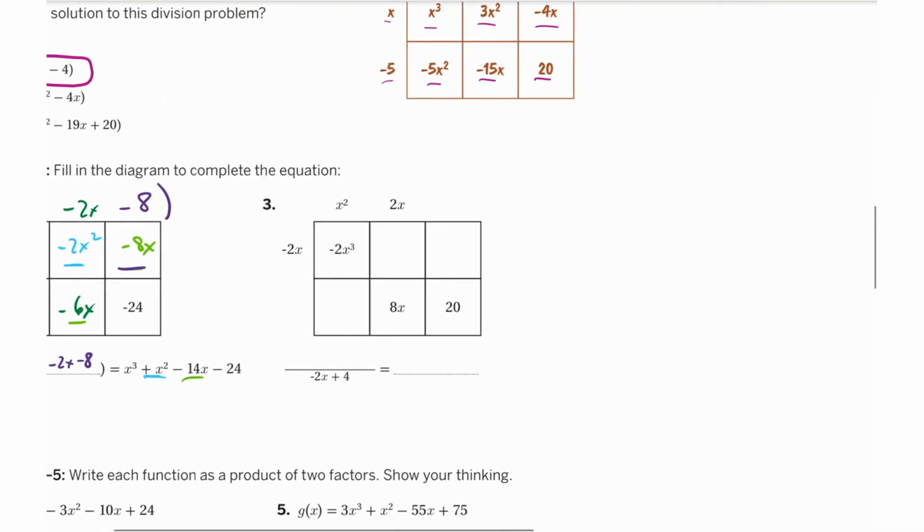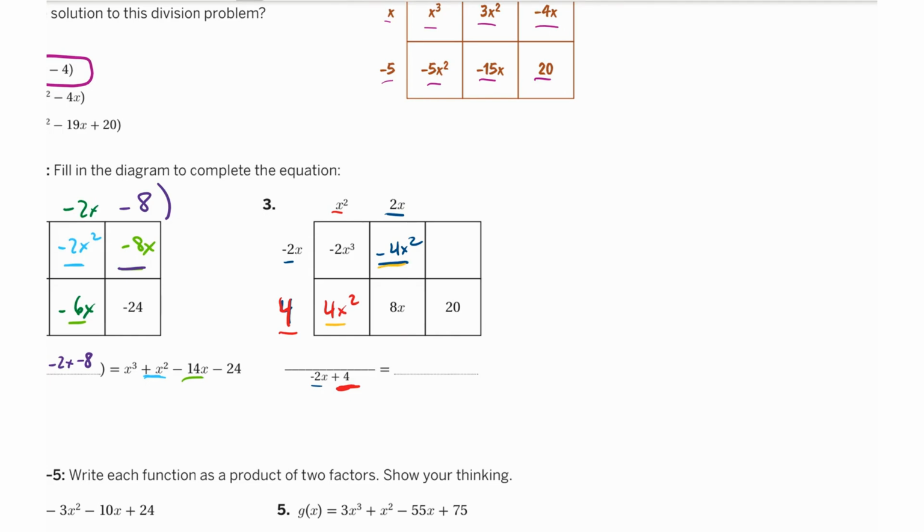All right, next one, number 3. Again, it's not an exact division problem, but we're using what we know about this area model to help us. I know that these two numbers are going to multiply to whatever this is. That would be negative 4x squared. This is negative 2x plus 4, so that tells me there's going to be a 4 down there, which means x squared times 4 is 4x squared. These two are going to go away, I see, because when I add them together, I get 0.